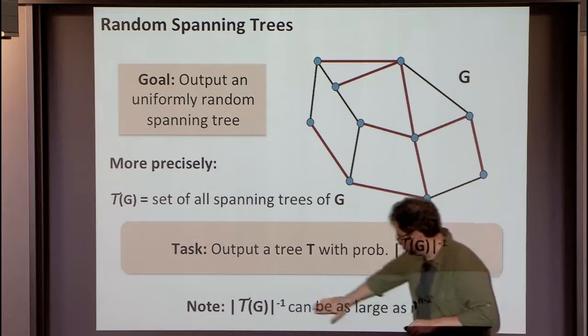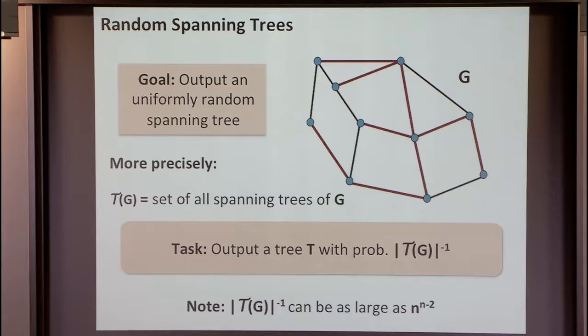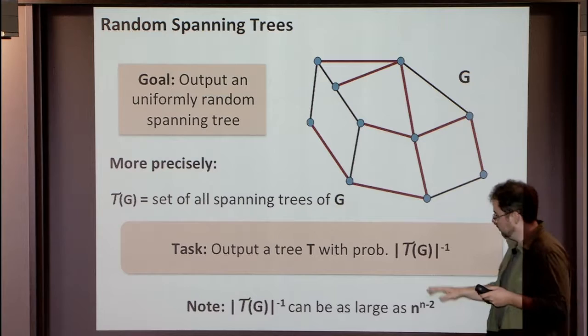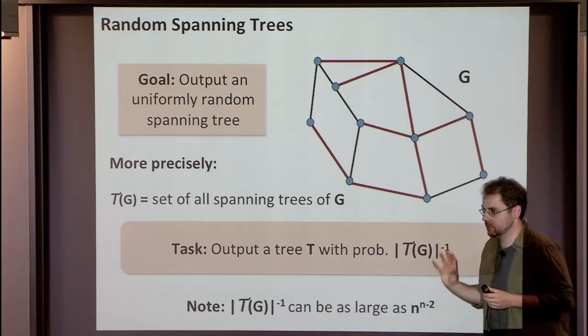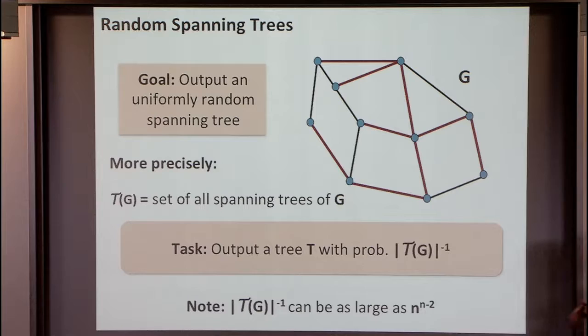One thing to note is that there should be no minus 1 here. The number of spanning trees of a graph, for example for a complete graph, can be as high as n to the n minus 2. So it can be exponential in n, and these probabilities can be extremely tiny. That's just something to keep in mind. You have to be very careful with how your algorithm works, because these numbers can be really, really small. This consideration will be important in some ways. So this is the problem.